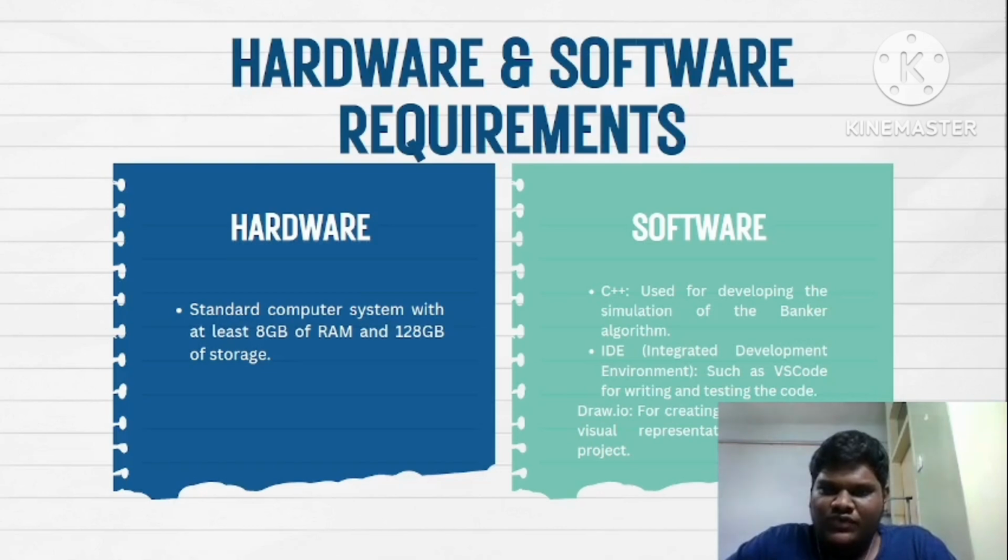For the software, we use C++ as a coding language to develop the coding and simulation for the bank algorithm. You also will need an IDE, integrated development environment, such as VS Code, for writing and testing the code. Lastly, draw.io for creating flowcharts and visual representations of the project. That's all for hardware and software requirements.